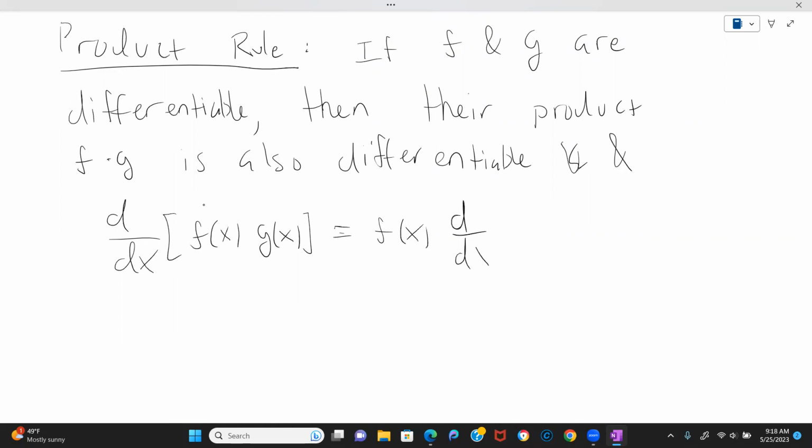And now I'm not using prime notation. I'm going to use this, that's Leibniz notation. So I'm just using the notation in the book.